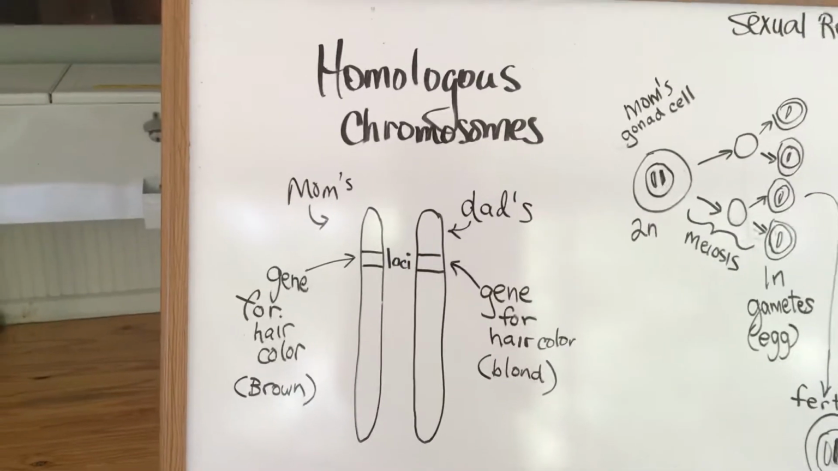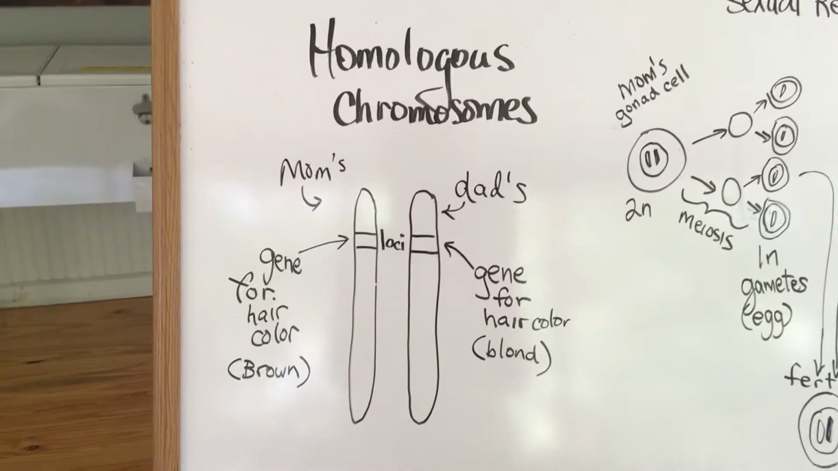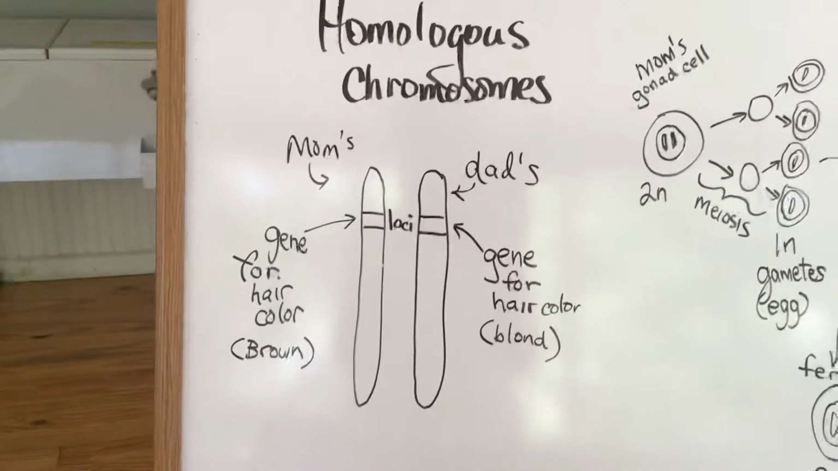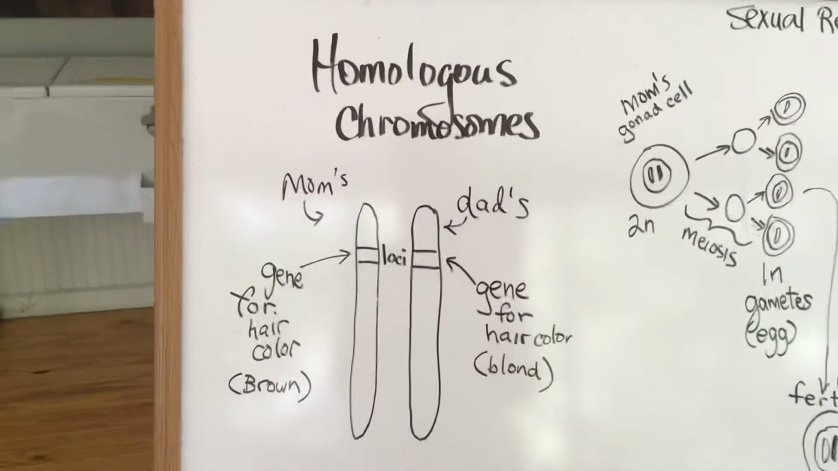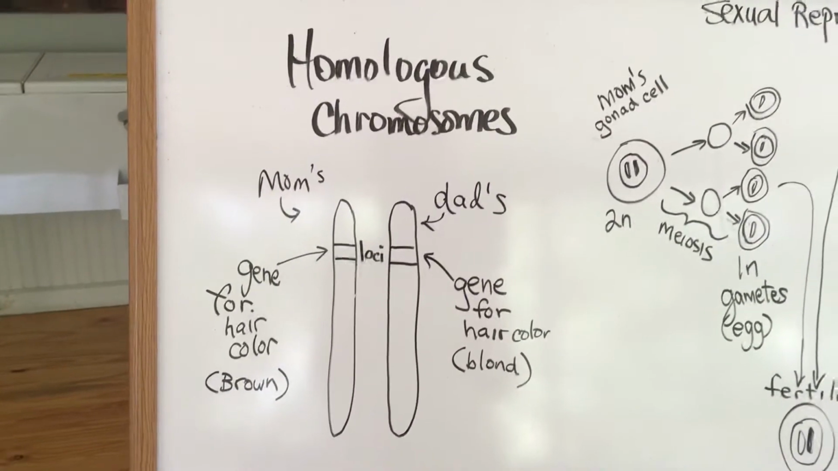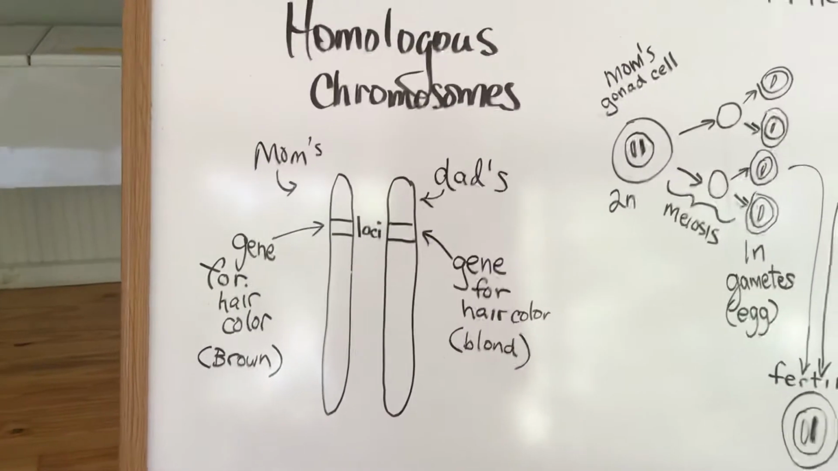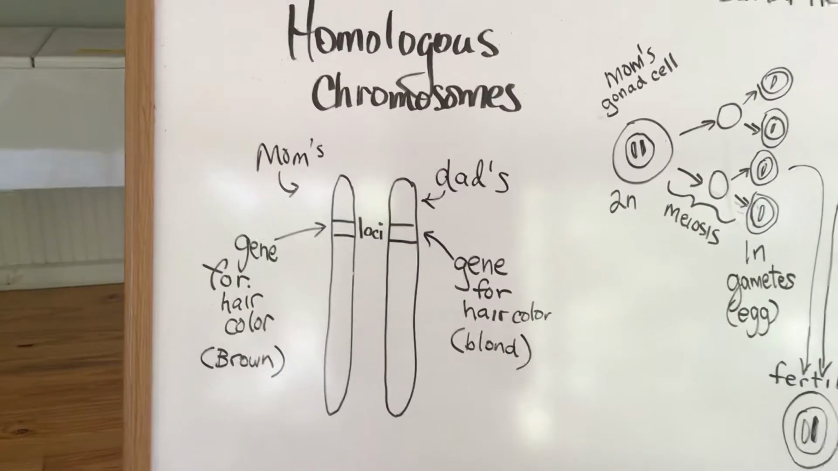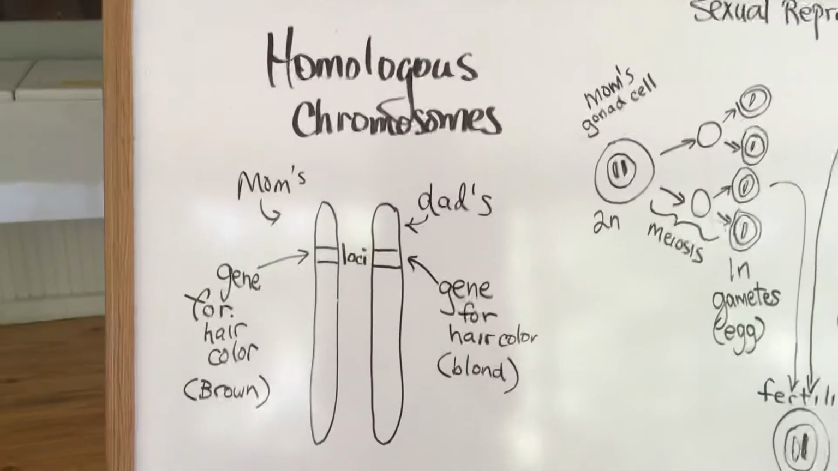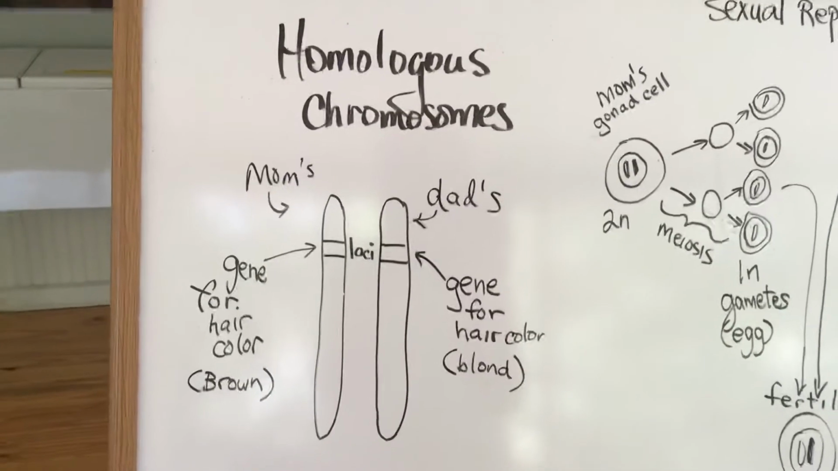Each of those sets, the 23 from mom and 23 from dad, are what we call homologous chromosomes. On a single homologous pair, one coming from mom and one from dad, we will have genes for certain information. On the board I have drawn hair color. If I have a gene for hair color on mom's chromosome, I will also have a gene for hair color on dad's chromosome. They can be different, like I have drawn here, brown and blonde hair, so there can be some variability in their actual characteristics, but the gene for hair color will always be on that set of chromosomes.